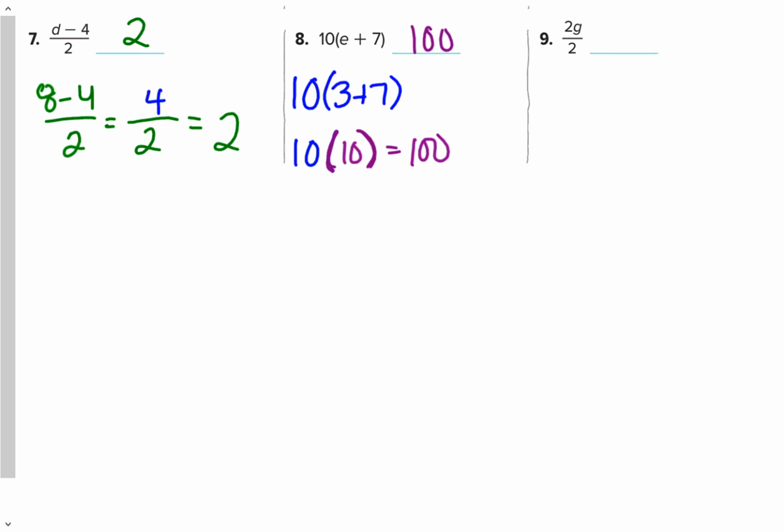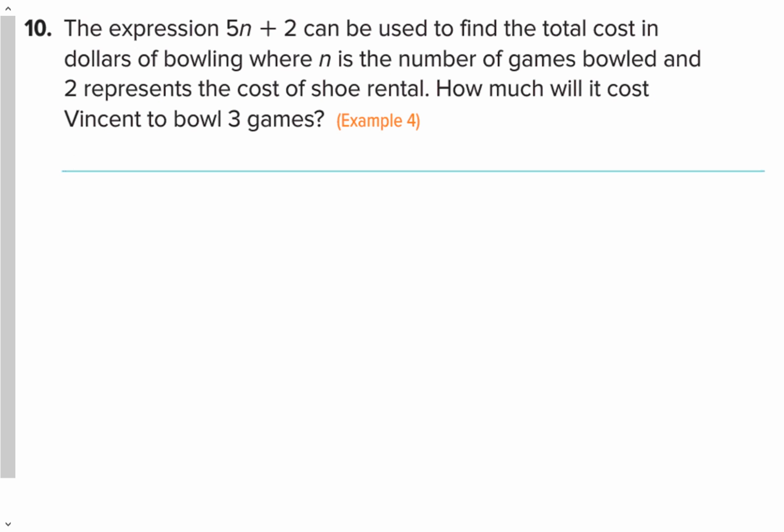All right. Our next one, we've got 2 times negative 1 over 2. Okay, we have to evaluate our 2 times negative 1, that equals negative 2. So that's going to equal negative 1. All right, that's easy enough. Now let's move on to our word problems.